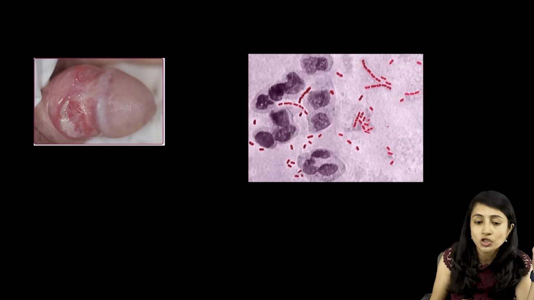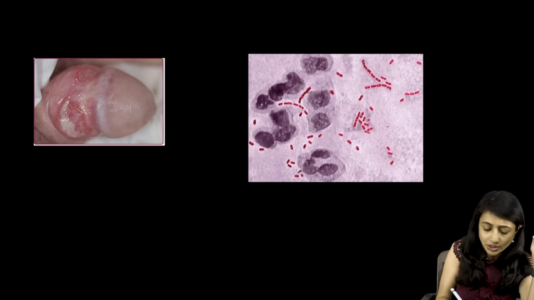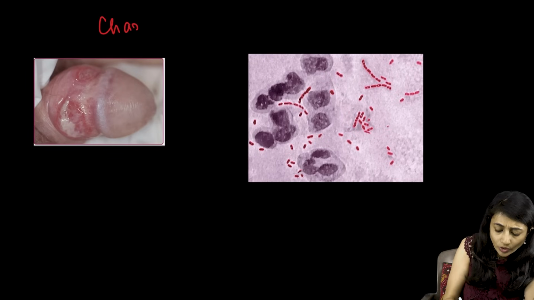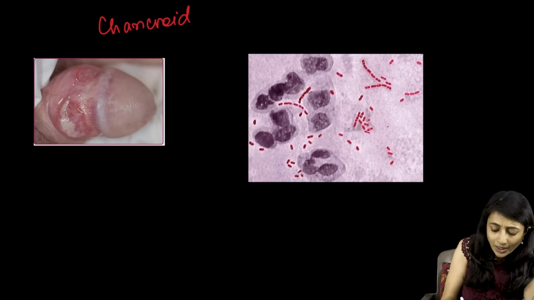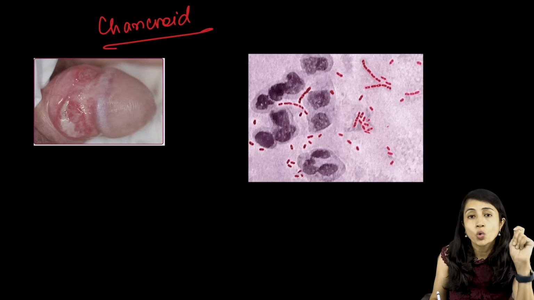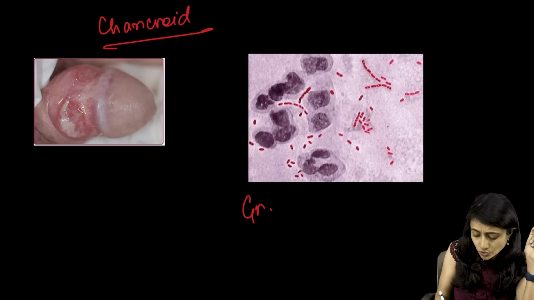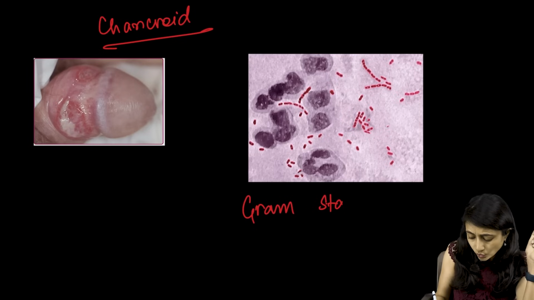Multiple ulcers which are soft, which have undermined edges. This is nothing but chancroid. It is painful, caused by H. ducreyi. And what is the investigation of choice? You do a gram stain. And what do you see here?